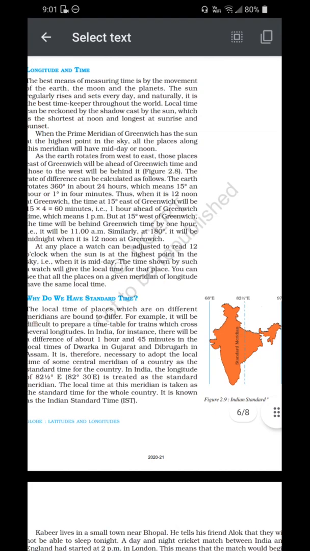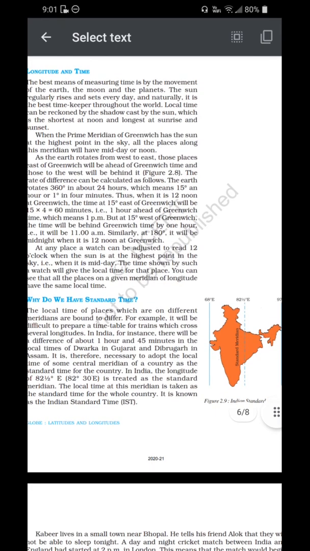When the prime meridian of Greenwich has the sun at the highest point in the sky, all the places along this meridian will have midday or noon. As the earth rotates from west to east, those places east of Greenwich will be ahead of Greenwich time and those to the west will be behind it. Figure 2.8. The rate of difference can be calculated as follows.